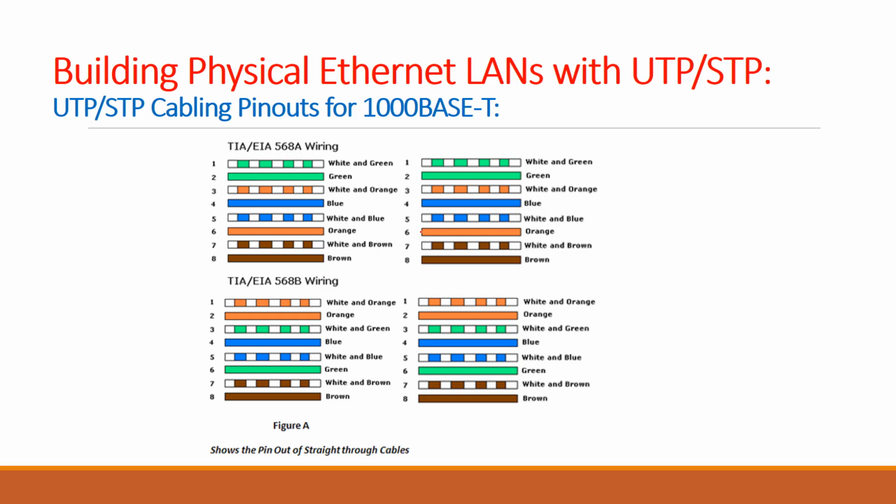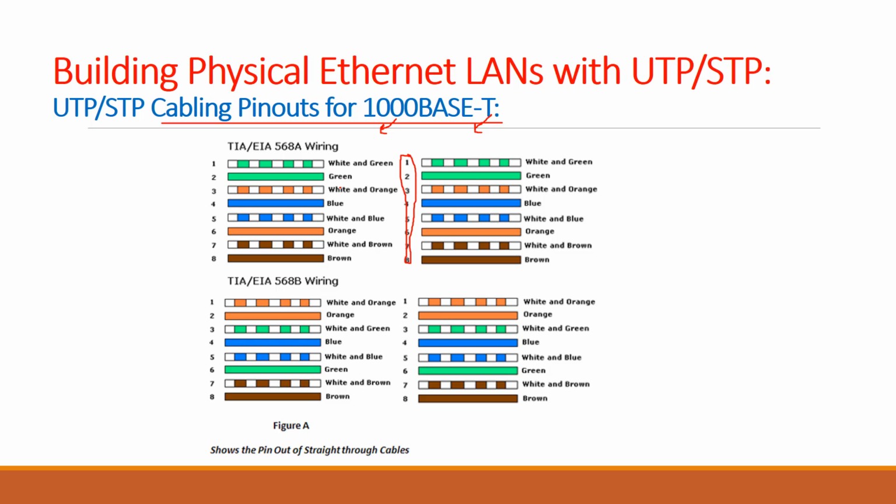That was for 10 megabit per second and 100 megabit per second. So what about the cabling pin outs for 1 gigabit per second base T or 1000 base T? As we mentioned, this is the speed, 1 gigabit per second, and this T is for UTP or STP cabling. What will be the UTP STP cabling pin outs for this standard? It will use the 8 pins or the 8 cables.